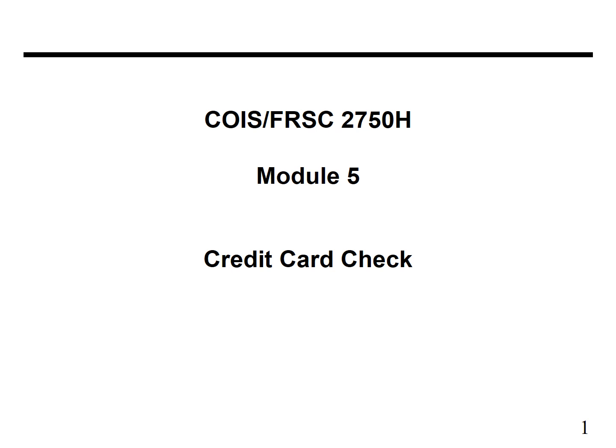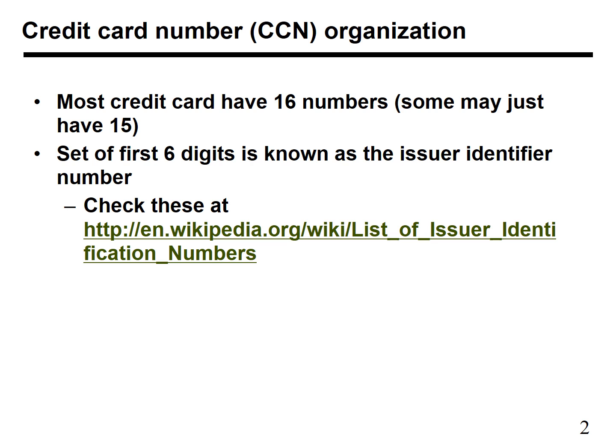Hi, let's talk a little about credit card numbers and how we can check to see whether or not a certain credit card number is valid. Credit card numbers have, in most cases, 16 numbers, some have 15. The first 6 digits are known as the issuer identifier number, so this is who gave out the credit card, be it the Royal Bank, American Express, Diners Club, whatever. There is a website on Wikipedia that lists the ID numbers and what organizations gave out those credit cards.